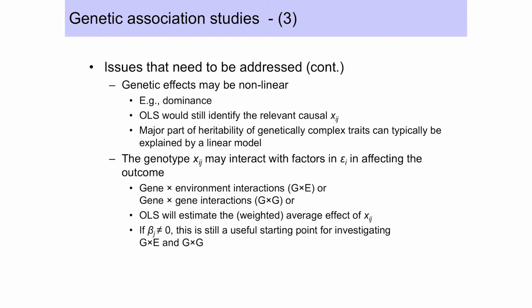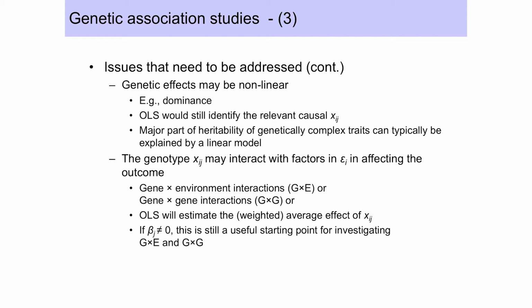In that case, OLS would still identify the causal genetic markers, but it would obviously not give you the correct beta estimate. But it turns out that for the vast majority of traits that we're interested in, the simple linear model seems to capture the heritability of the trait relatively well, which seems to suggest that dominance or nonlinear effects in the genome are probably not something that we need to be too worried about.